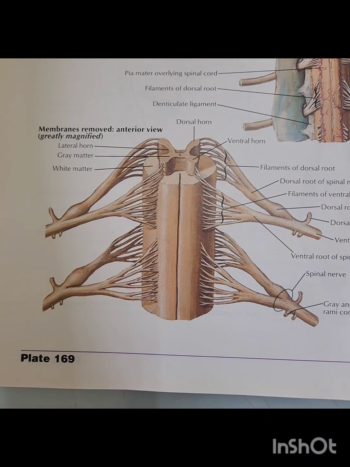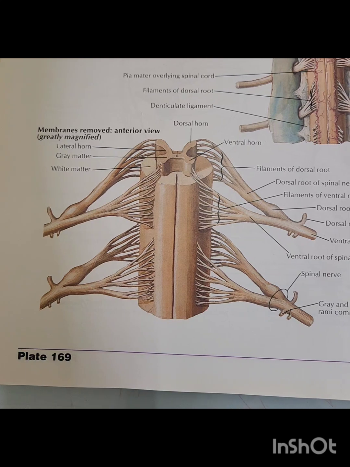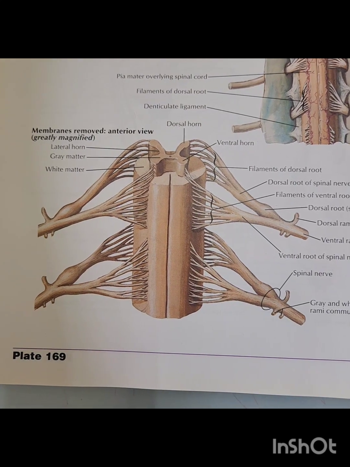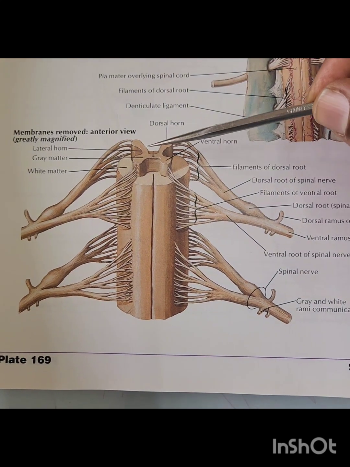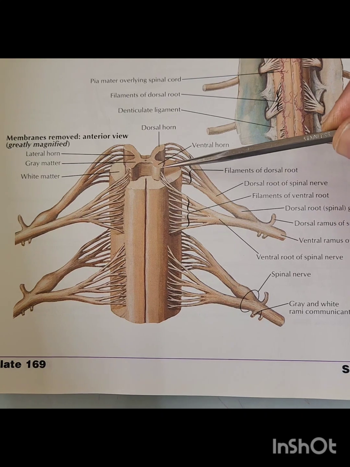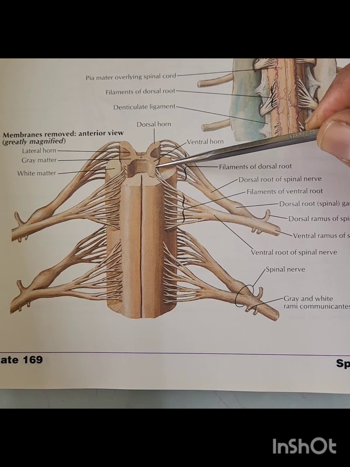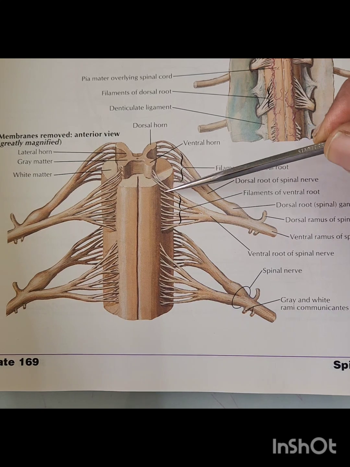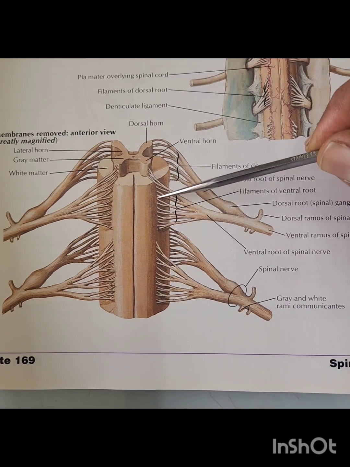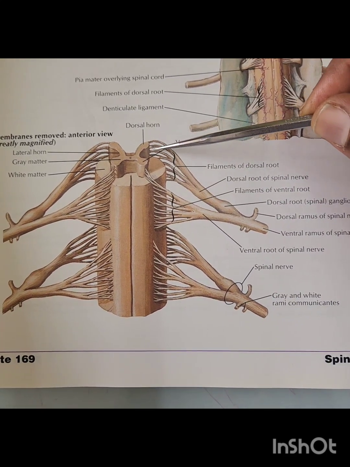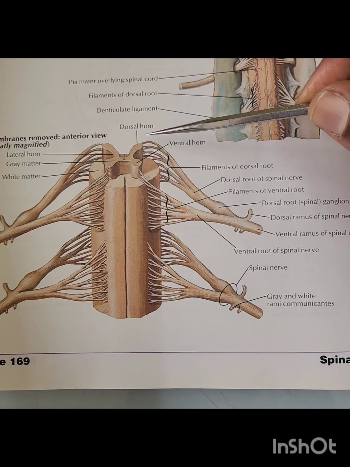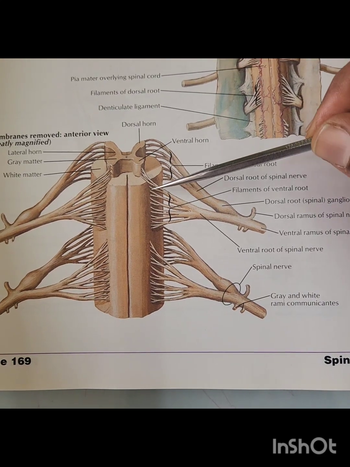There is a difference between the root of the spinal nerve and the root of the brachial plexus. This is the central gray horn. This is the anterior gray horn and posterior gray horn. From the anterior gray horn, the motor nerves will come out. These are the roots of spinal nerves, and these are the roots, anterior root and posterior roots of spinal nerves.